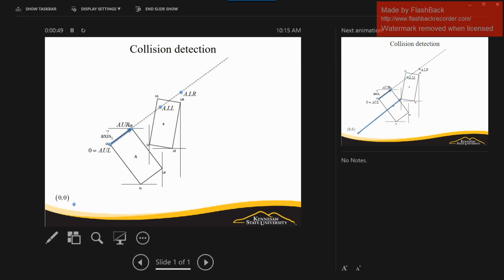And that's for A. Then we need to do the same thing for B. We take the lower left vector for B. We move it onto there. We do its dot product and project it onto there. And that's where B dot LL is. Okay? Then we need to do the same thing for the other 3 points on B. Okay, and we get those points.